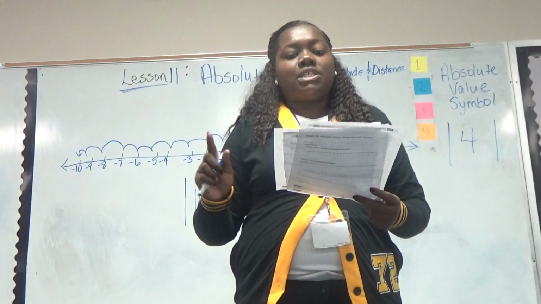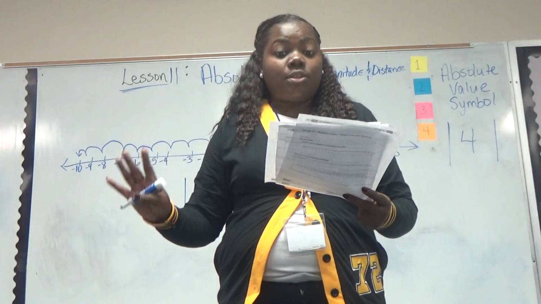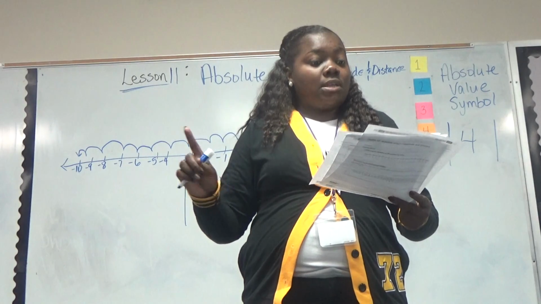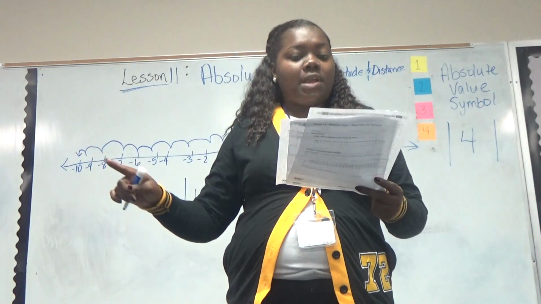And then when you make it to number 10, it says list a positive and negative number whose absolute value is greater than 3. Any number that has an absolute value greater than 3. Justify your answer using a number line. Okay, that means show the curved arrow method.